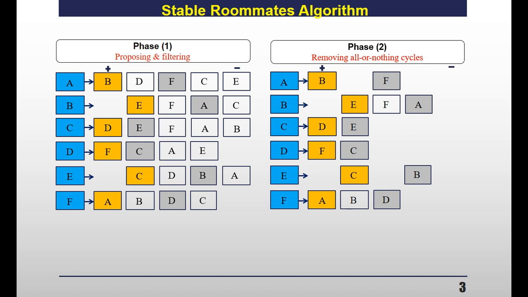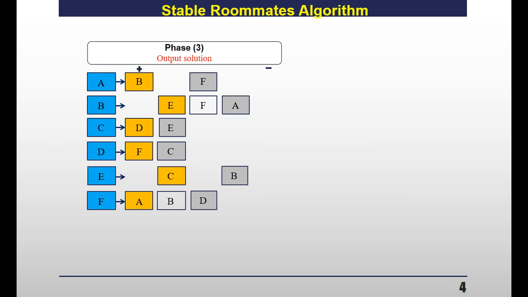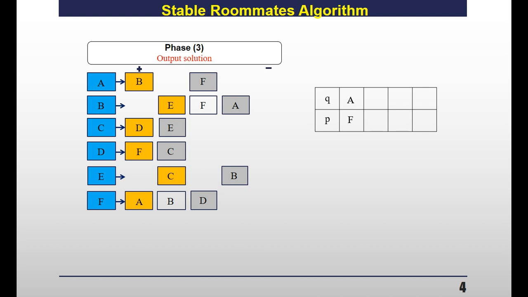So we can go to the next phase called output solution, making matrix P and Q. Choose any user who has more than one choice. Suppose A, the second preference in A's preference list is F. In F, the last preference is D. In D, the second preference is C. In C, the last preference is E. In E, the second preference is B. In B, the last preference is A.